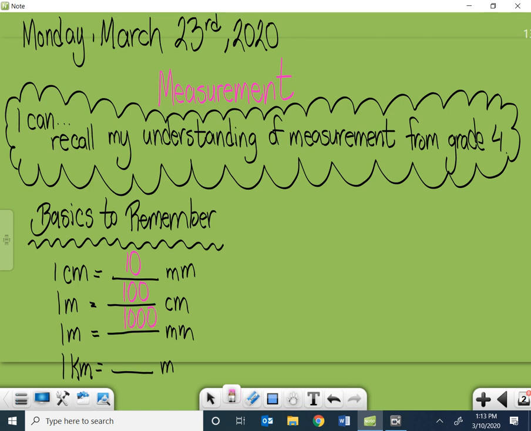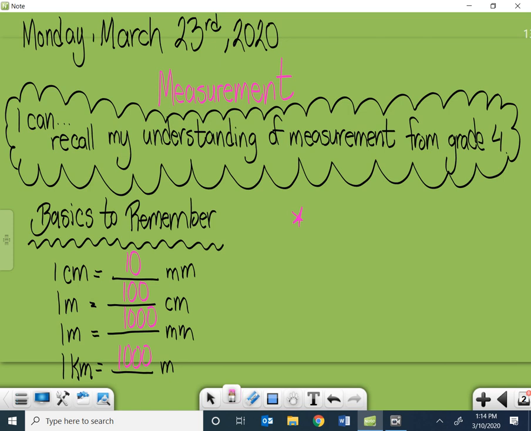And the last one, 1 kilometer. If I'm traveling 1 kilometer, walking or in a car, it's equal to 1,000 meters. Okay, these 4 basics you need to have memorized. They should just be in your mind, like 2 times 2 is 4. You just kind of know it. These should be drilled in there, if not already.